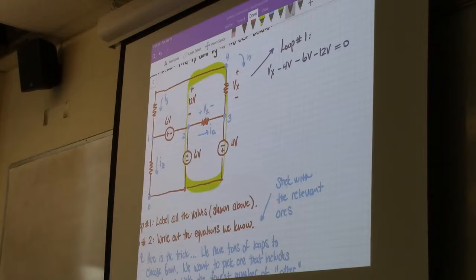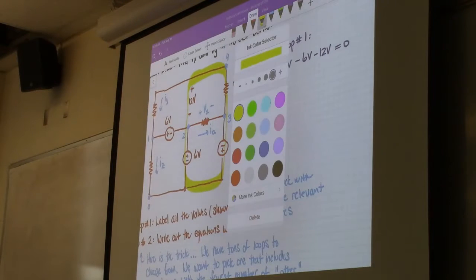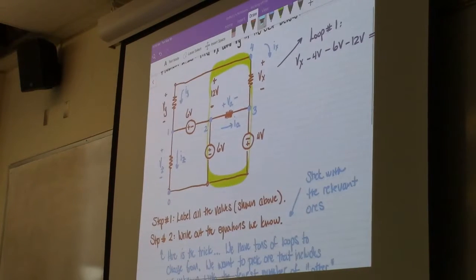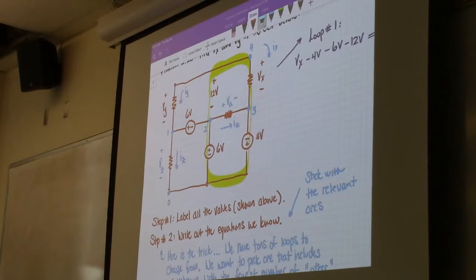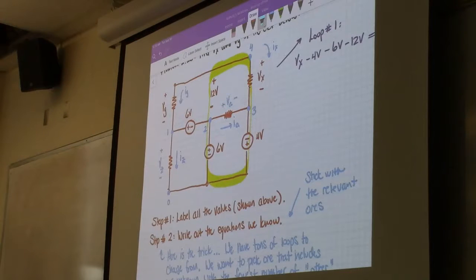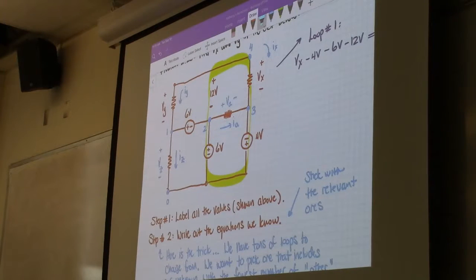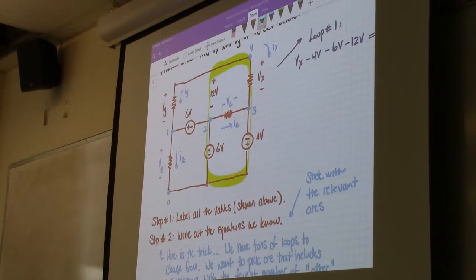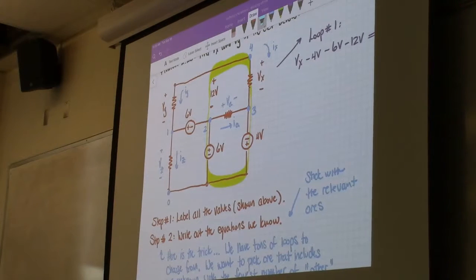Okay, and then the other loop that we can use in a similar vein. Well, let me ask you that question. So what loop would you use to solve for Vy? Yeah, like the 12 volt, 6 volt, Vy. Mm-hmm. Yeah. So then we have another loop that looks like that.